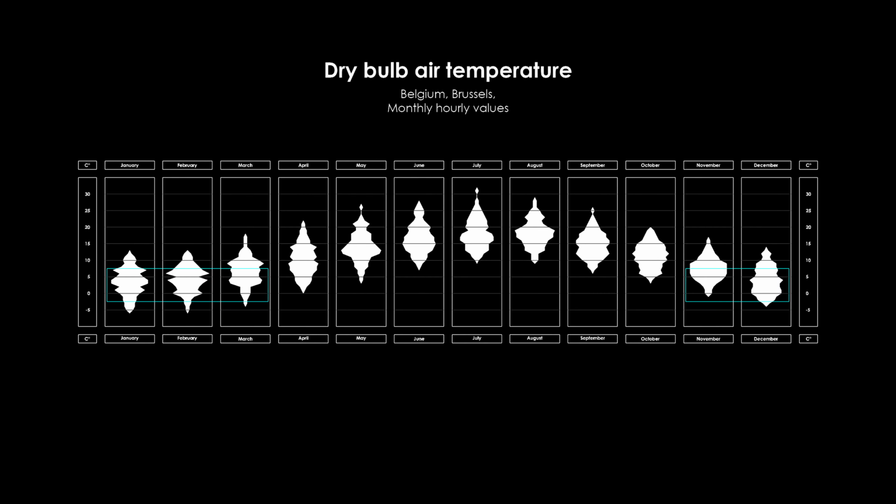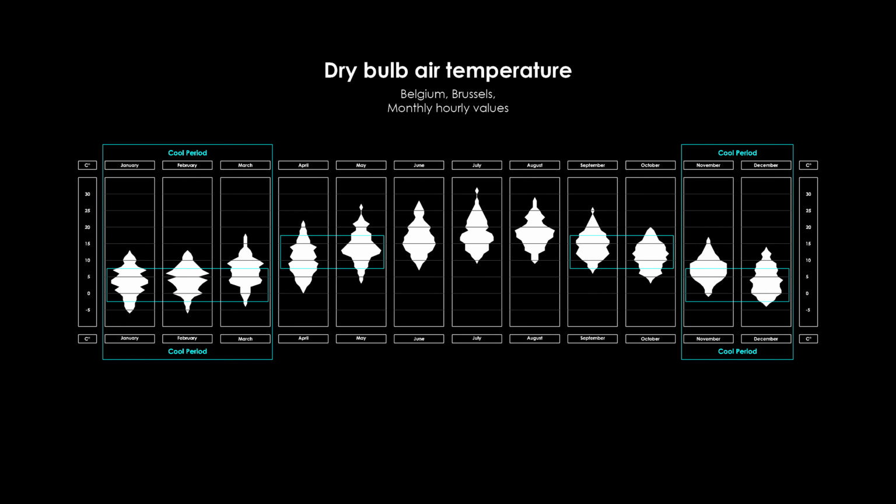We can group these months into a cool period, since the bulk of their temperatures oscillate between -2 and 8 degrees Celsius. Then in the 2 months right after the cool period and the 2 months before it, we can see a jump in the bulk of the temperatures. Now temperatures tend to oscillate between 8 and 18 degrees Celsius. This period with those temperatures we will call the mild period.